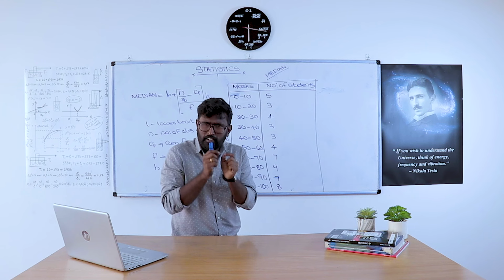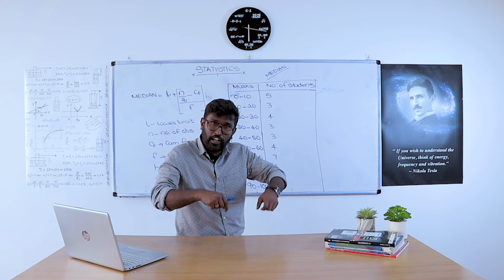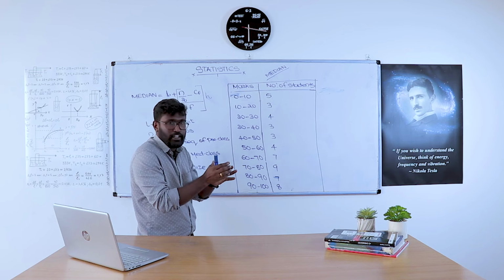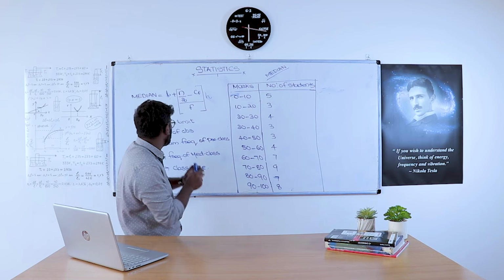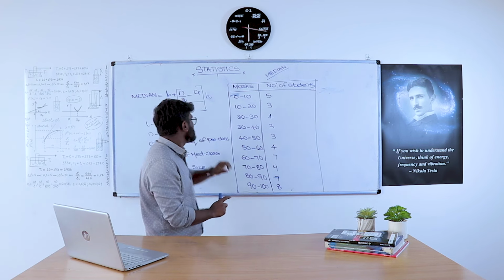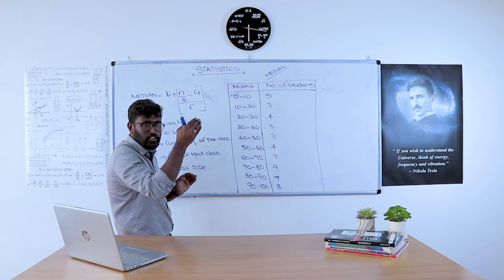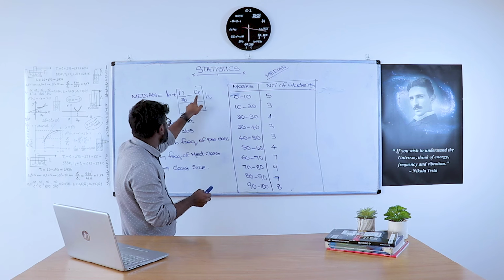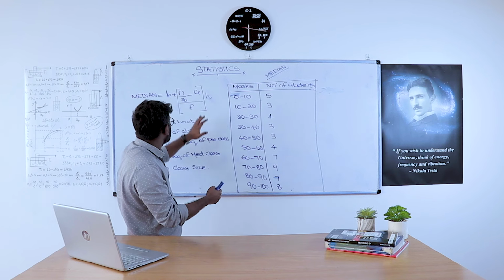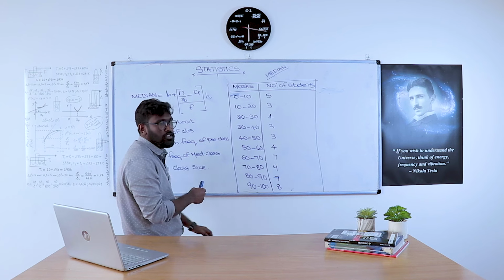From the first step itself, you may have a doubt: how will you find the median class? After finding the median class, we have to solve this equation. Later I will tell you how to find the median class. First of all, look into the equation only. L is the lower limit of the median class. n by 2 is the final cumulative frequency by 2. Cf is the cumulative frequency of the preceding class. h is the class interval or the class size, and f is the frequency of the median class.